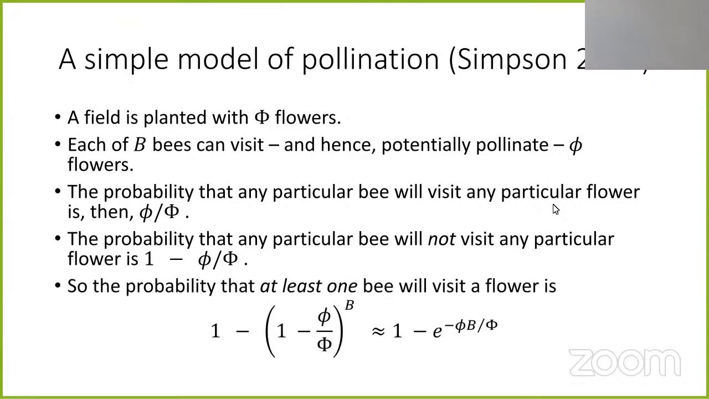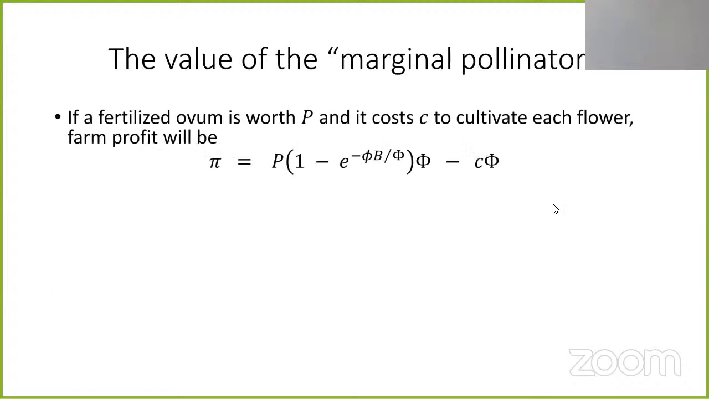So the probability that a flower will not be fertilized is basically the probability that it will not be visited by any bee, which is one minus the probability it would be visited by at least one bee. Okay, this is looking familiar to forms you've already seen. We can derive the value of the marginal pollinator. And then let's bring some economics in.